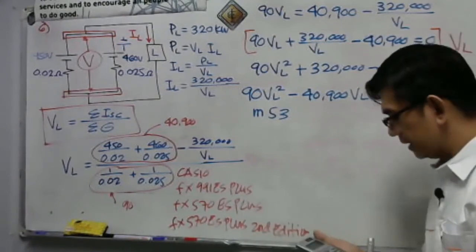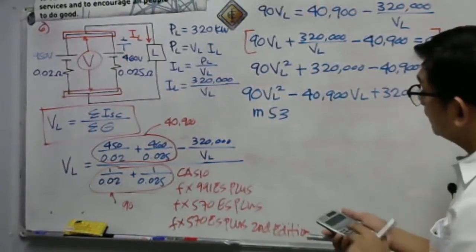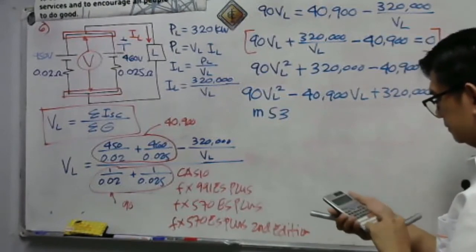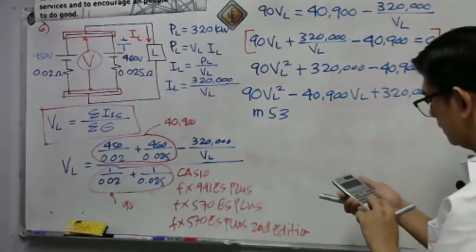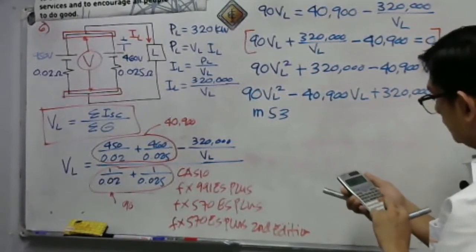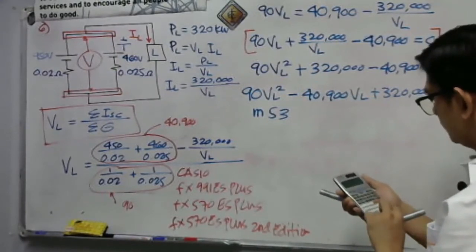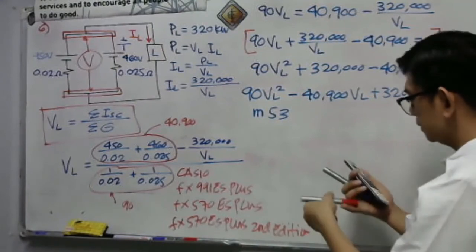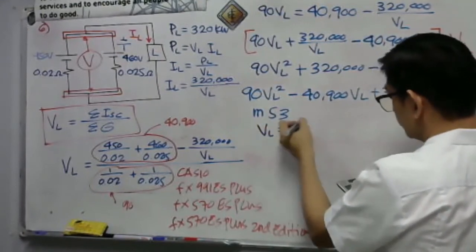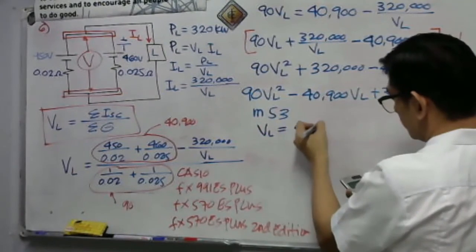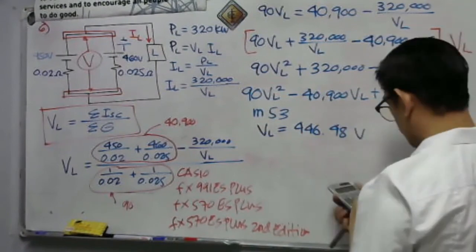Okay? So, let us apply mode 5 3 in this problem. Mode 5 3, so we have 90 equals. Then we have negative 40,900 equals. Then we have 320,000 equals. Then you press equals now. So the answer here for x sub 1, which happens to be the first value, is 446.48 volts.